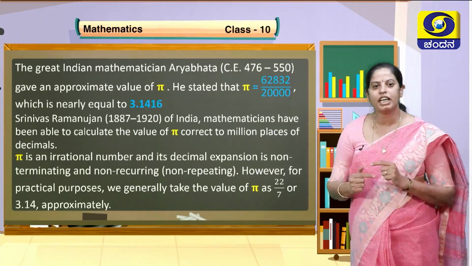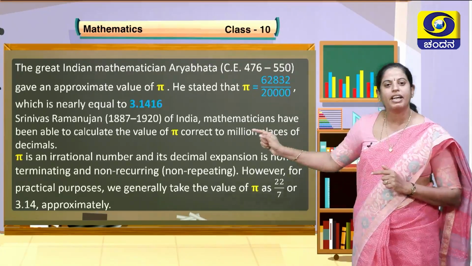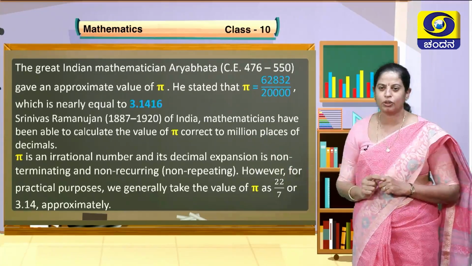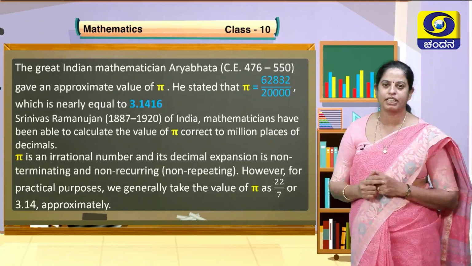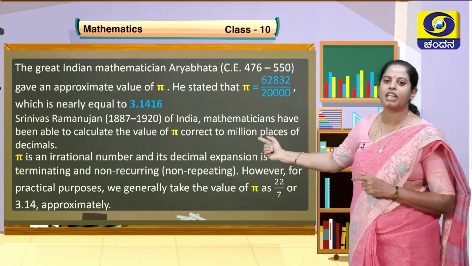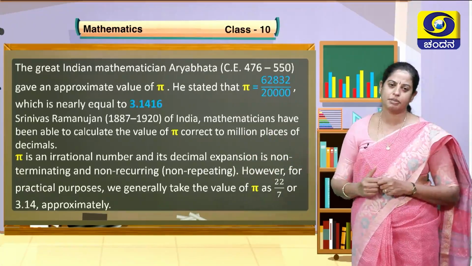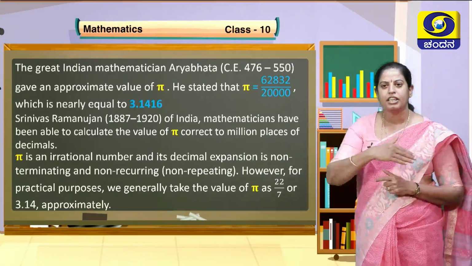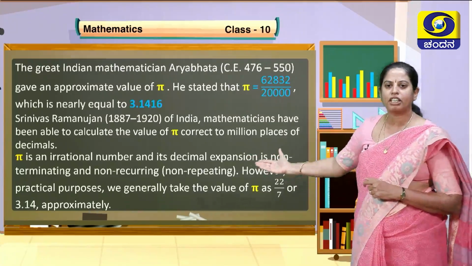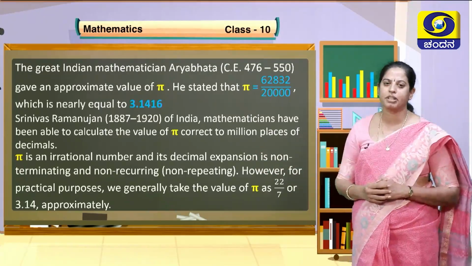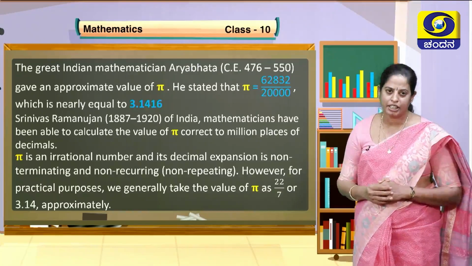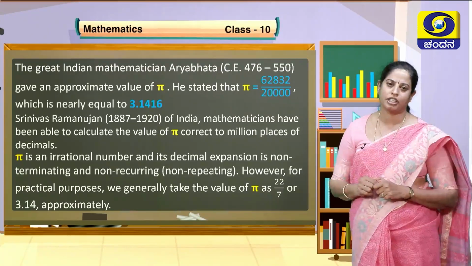One more thing we can relate is that pi is an irrational number. You know what irrational numbers are? Decimal expansions that are non-terminating and non-recurring are known as irrational numbers. Pi is an irrational number.